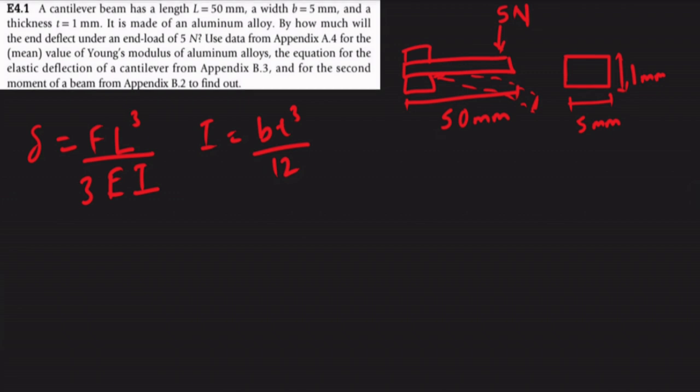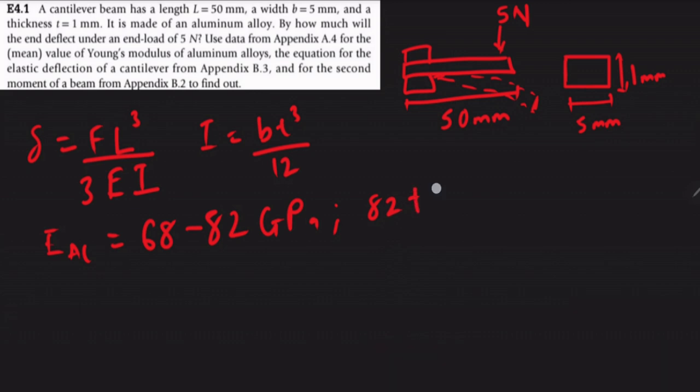So this is the moment of inertia. Also from Appendix A, you can find out that the Young's modulus E of aluminum alloys is equal to 68 to 82 gigapascals. So if you have a range, it is because aluminum alloy is not a single material, it's a range of materials. That's why you have a range of Young's modulus. So all we have to do is find the average of this, which is 82 plus 68 divided by 2, which will give us 75 gigapascal.